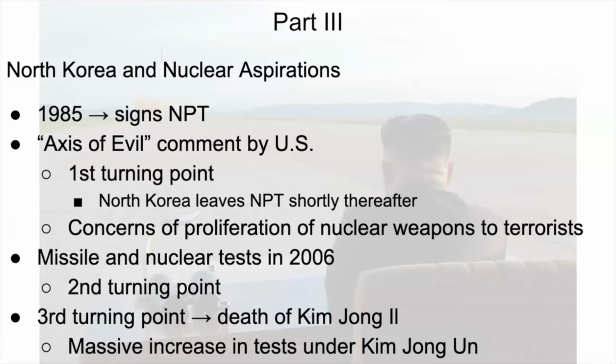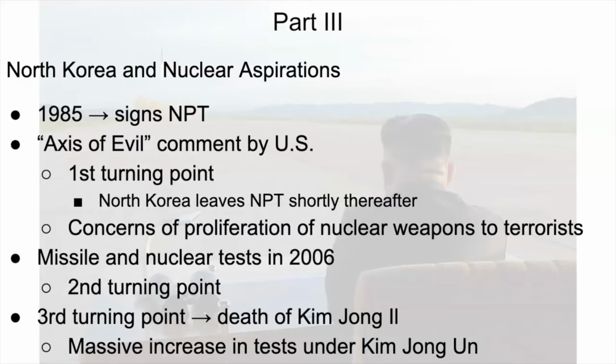And if you think back to what I said about countries signing the NPT, then we can also make a guess or presume that a country leaving the Nuclear Non-Proliferation Treaty might be a signal that they have renewed interest in going after nuclear weapons.